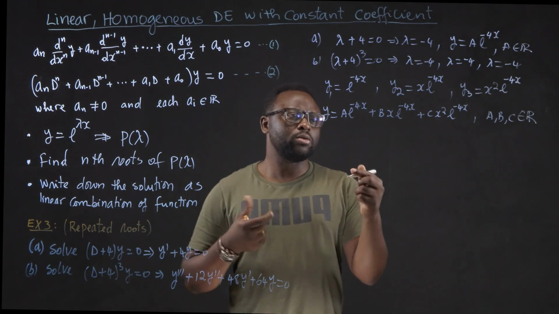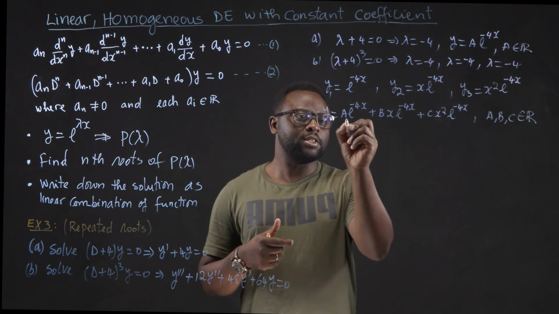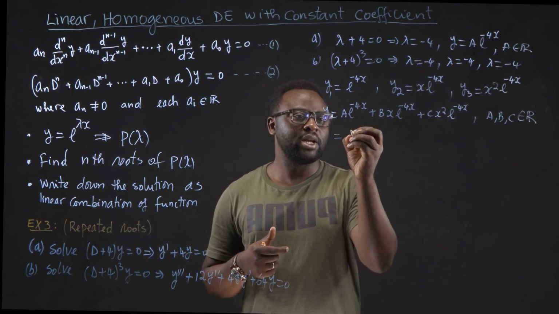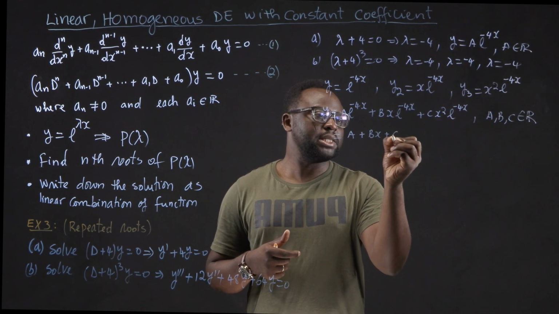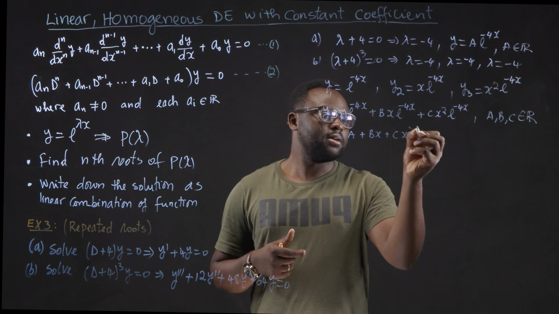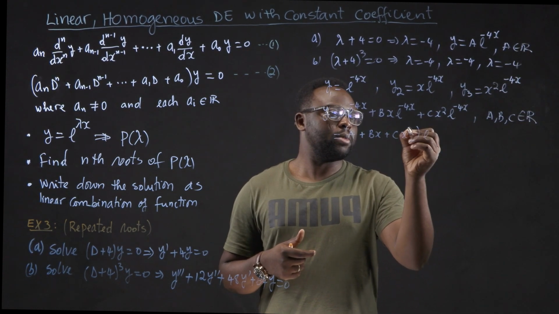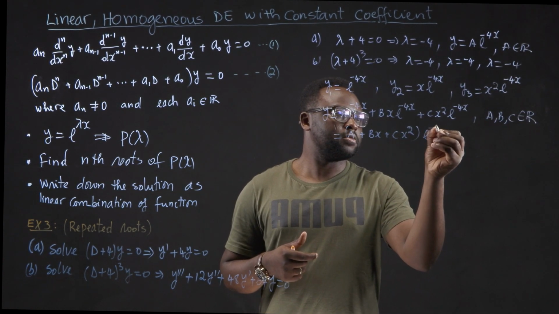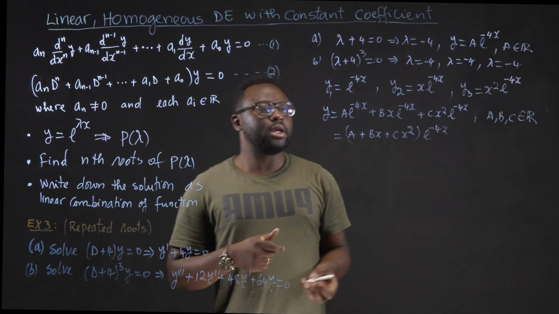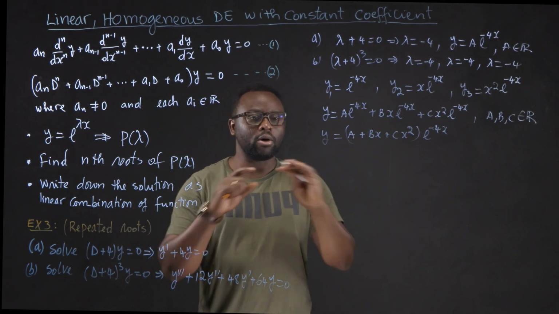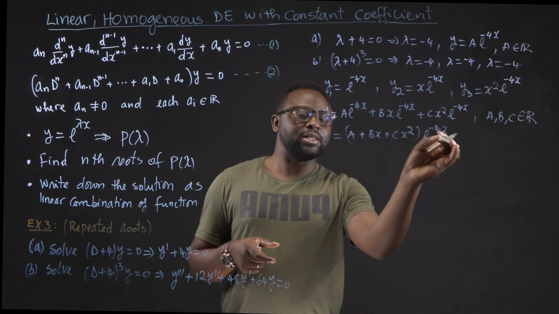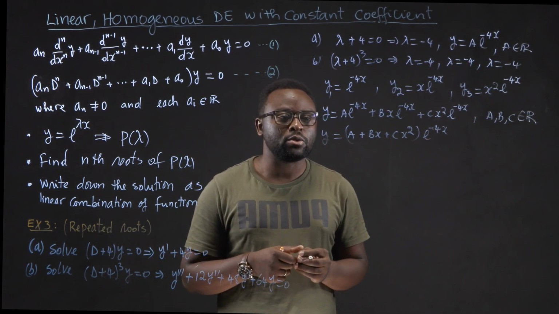Generally, in some textbooks, you see that this solution is factorized. It can be something like this: a plus bx plus c x squared, times e to the power minus 4x. So they are all equivalent, okay? Whether you have this form or this, they are equivalent because they have factorized the exponential terms in the second form of the solution.